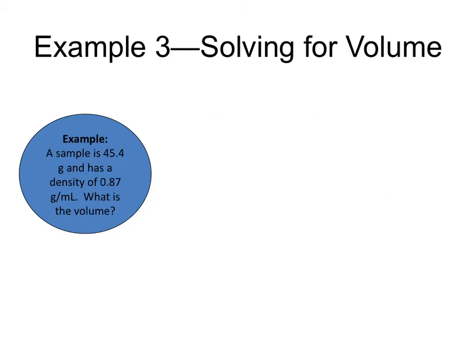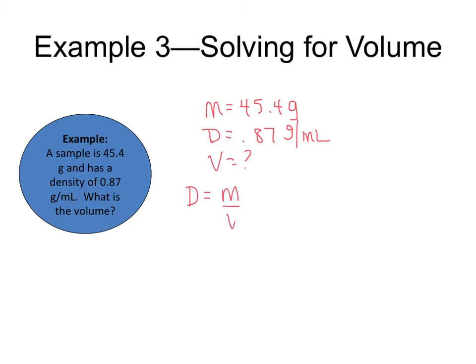Our last example is solving for volume, and it looks like they give you a mass of 45.4 grams and a density of 0.87 grams per milliliter. We're going to go back to that same equation. D is equal to m over v. We're going to plug in the information. And we're going to solve algebraically. Once again, I'm going to put this over a 1. I'm going to cross multiply.